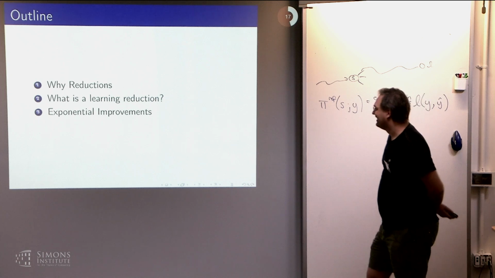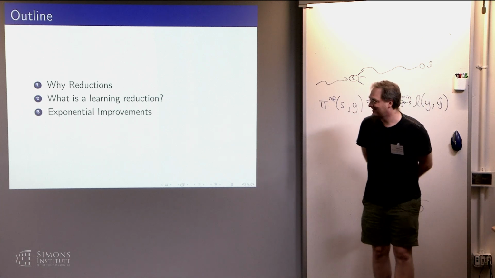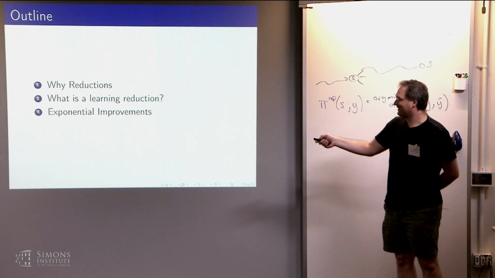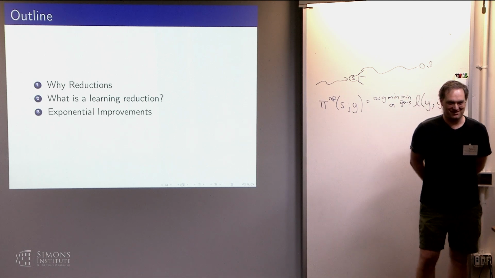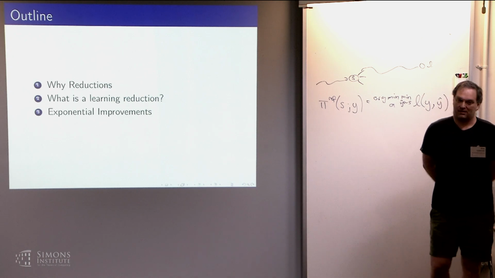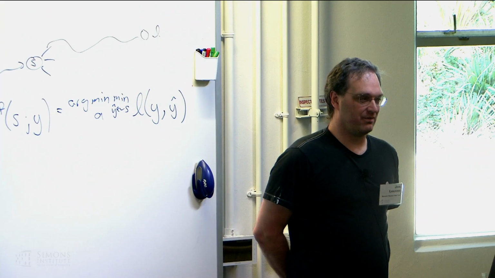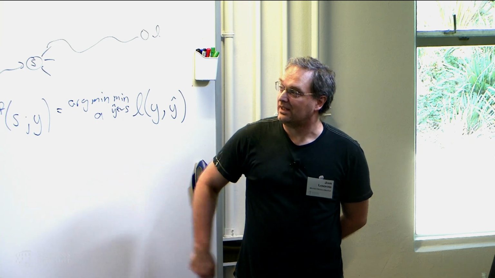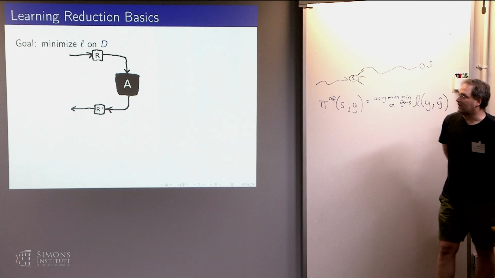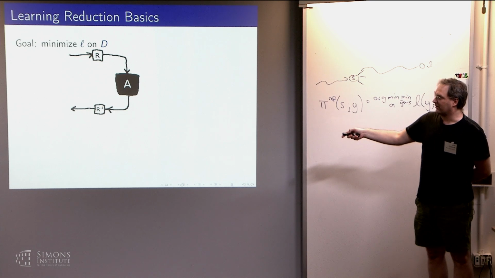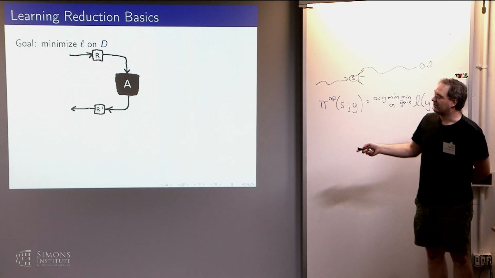Okay. So this is the outline. We've discussed why we might want to get to reductions. They allow us to create algorithms for settings that would otherwise be very difficult to address. And then the question is, what is a learning reduction? What I mean by reduction is something with two parts. You have R and you have R inverse, and then you have your base learning algorithm, right?